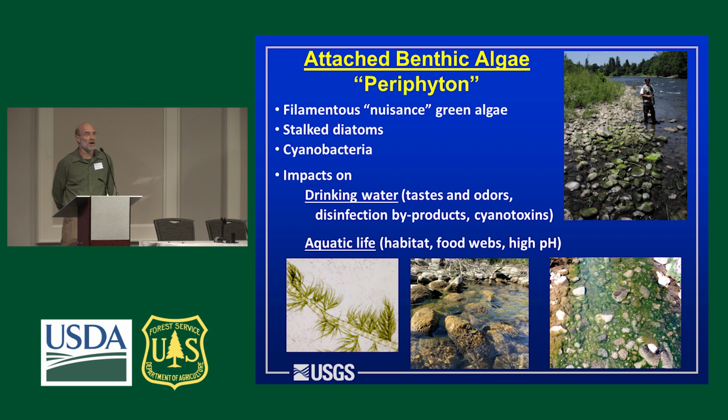So periphyton, again, are attached benthic algae that can cause some pretty significant issues in our rivers already, actually. These include filamentous green algae. We've seen some pictures in some of the talks already where you see stringers of green algae. Here's some photographs. Another real common type of periphyton are stalked diatoms.